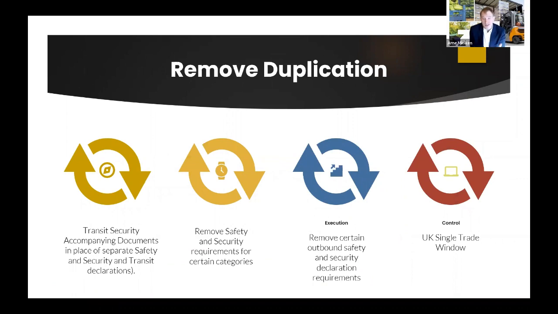So here are some examples of what this can do. Transit security accompanying documents in place of separate safety and security and transit declarations. So we're going to combine them. It's for specific transit trade. Does that matter? I'm not sure. Then we have certain categories where we remove the safety and security requirements altogether. So that's good for certain categories. And then we remove certain outbound safety and security declarations. So this is the way we save data and remove duplication.